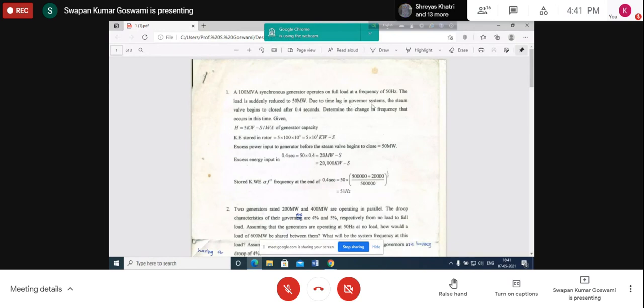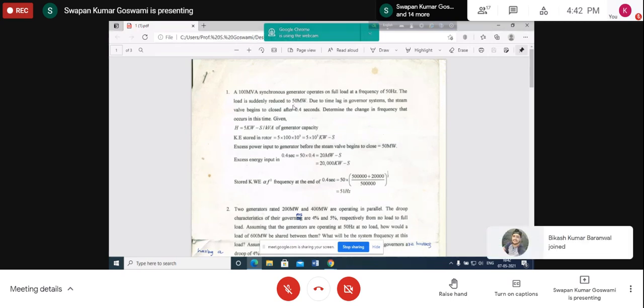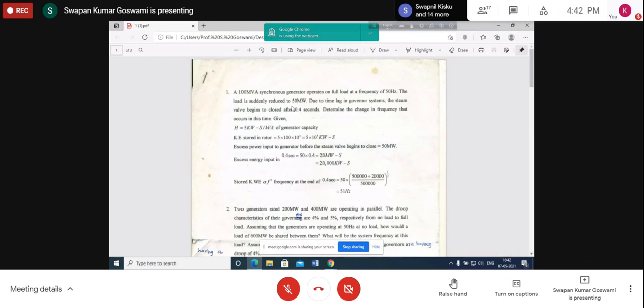Due to time lag in the governor system, the steam valve begins to close after 0.4 seconds. What happens is, input was corresponding to 100 megawatt, output was also 100 megawatt. Now output reduces to 50 megawatt because of disconnection of load, so there will be a change in frequency. This change in frequency will be sensed by the governor, and only then can the governor reduce the opening of the steam valve. The time required for this was 0.4 seconds.